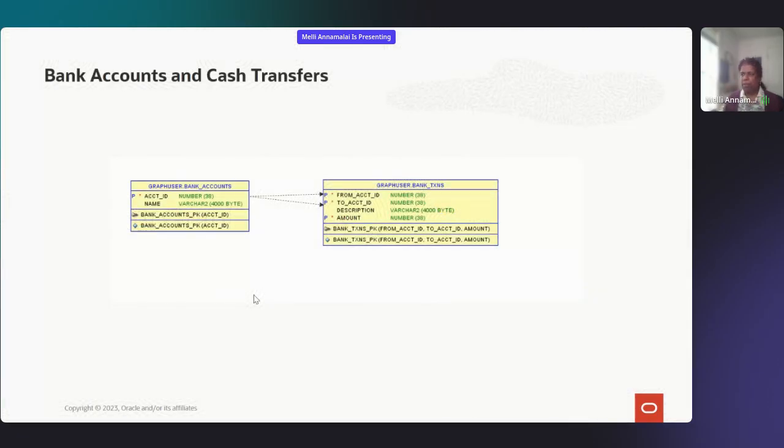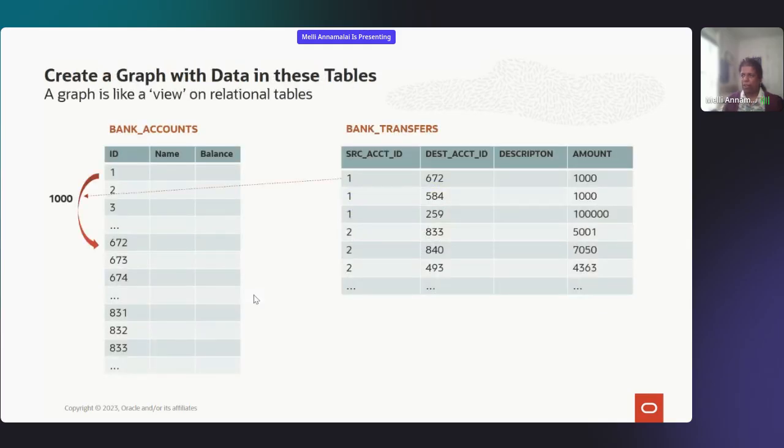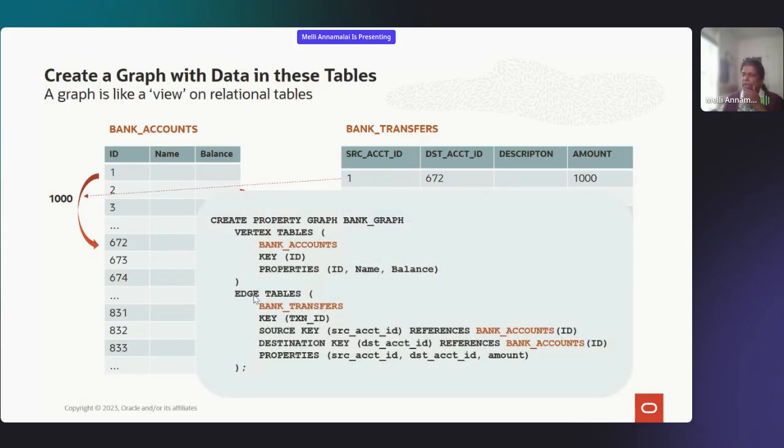So going back to our same example of bank accounts and bank transactions, if we were to create a graph from these tables, it would look something like this. And it's very similar syntax, if you remember from the other slide, in the sense that you create a bank graph, you specify the vertex tables. Here the bank account is a vertex table. You specify the edge table, bank transfers is an edge table. So it's very similar. You can see here that when we wrote PGQL, we very deliberately aligned it with the standard. It's very similar to what you saw earlier, but it runs in SQL.